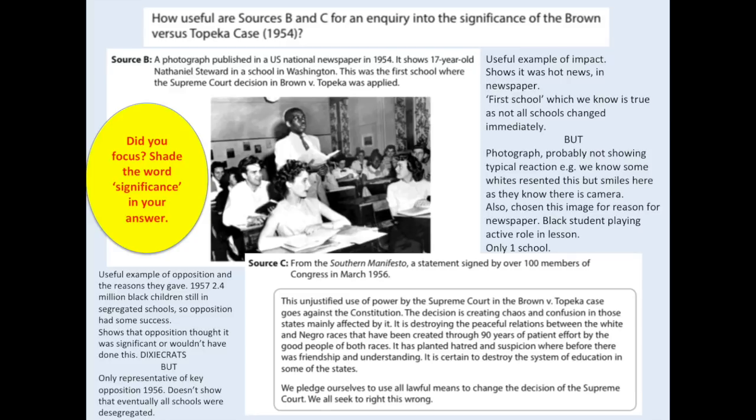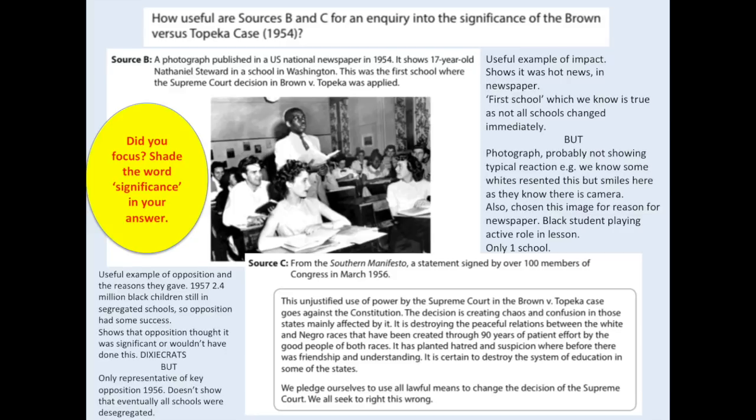The black student is playing an active role in the centre of the lesson. Everybody's respectful, everybody's paying attention. You know, it just seems a bit too good to be true, given that we know how some people reacted to black people being in what had been white-only schools.